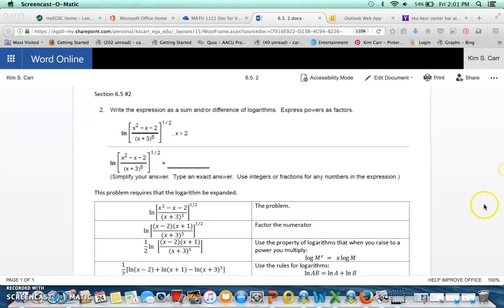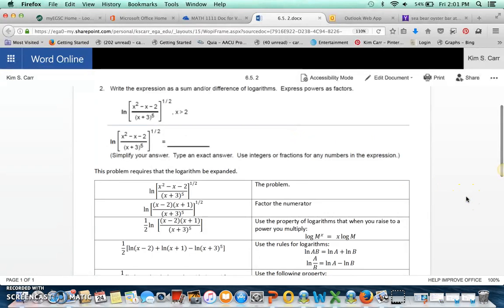All right. Section 6.5, problem number 2 for class exercises. Write the expression as the sum or difference of logarithms. Express powers as factors. This one's a little tricky because you've got all of these little fractional exponents right here, but we still use the same basic properties and rules that we always do.